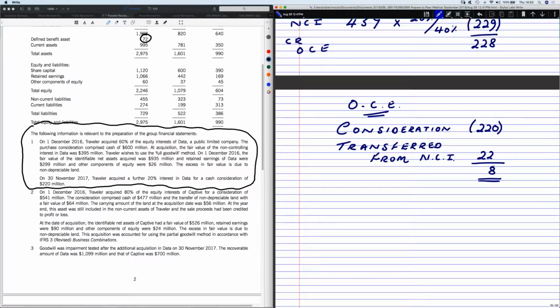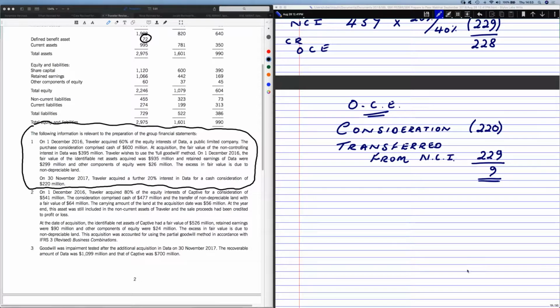I've put that figure wrong. That should be 29, of course. Let me go back here. Apologies for that. 229, that's a figure of 9. So, Traveller paid 220 in order to effectively receive 229 from the NCI.